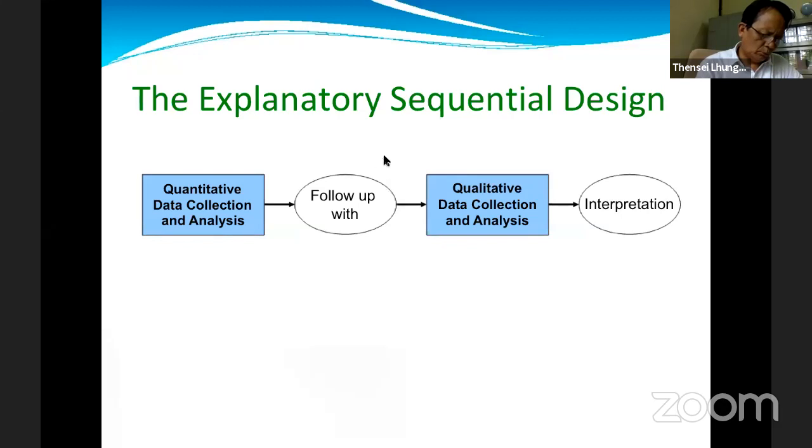Whereas the next one is the explanatory sequential design. Here we are bringing the studies sequentially, not concurrently at the same time, but one after the other. In the explanatory sequential design, you first have a quantitative design, and then it should be followed by a qualitative design. This is very important. First conduct the quantitative study and follow it up with the qualitative study, and then you go for interpretation and bring up your results.